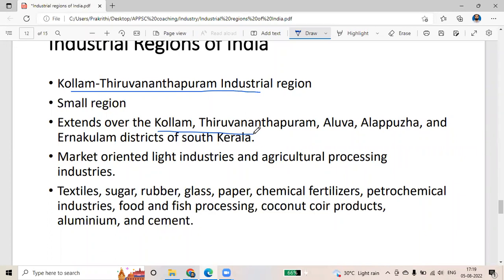In this area you can see mainly we have a port at Vizhinjam, a port in Thiruvananthapuram, and the Kochi port is also in this area. So that also supports. Here there is a lot of agro-based industry, products mainly coming from agro-based industry. Major industries include textile, sugar, rubber, glass, pepper, chemical fertilizers, petrochemical industries, coir industries or coconut coir products, food and fish processing, aluminium and cement industries are the major industries located at this place.